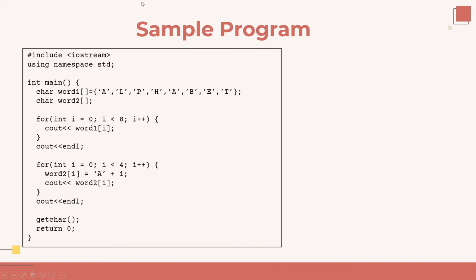And then the next index is filled with ASCII code 65 plus 1, so it becomes 66, and that is B, and so on. So the output of the second for loop is ABCD. Now this is the result of the output. For the first loop, the output is ALPHABET, and for the second loop, the output is ABCD.